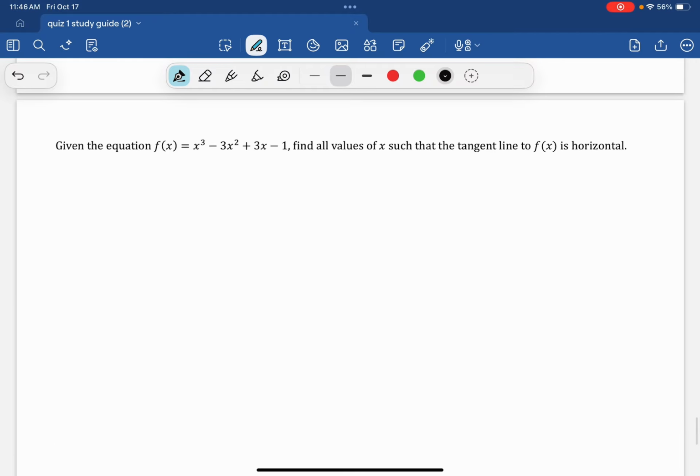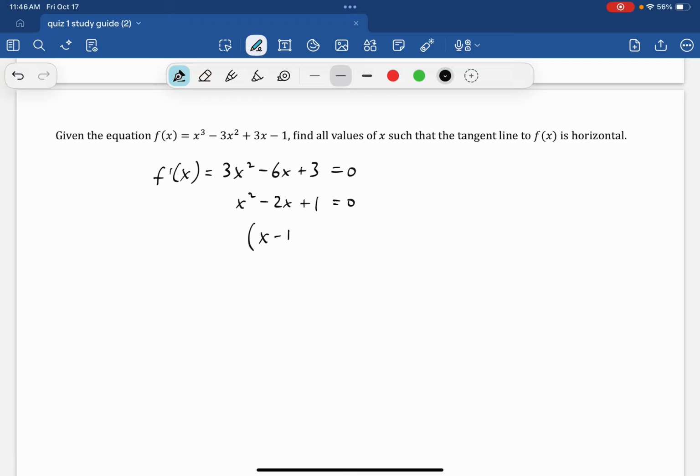Next. Very similar, isn't this? We just find the derivative and find the values of x such that the derivative is 0. So the derivative is 3x squared minus 6x plus 3. Divide everything by 3, x squared minus 2x plus 1 equals 0. And that's easy to factor, right? That's just the perfect square of x minus 1. The answer is x equals 1. So that's the only value of x such that the tangent line is horizontal.